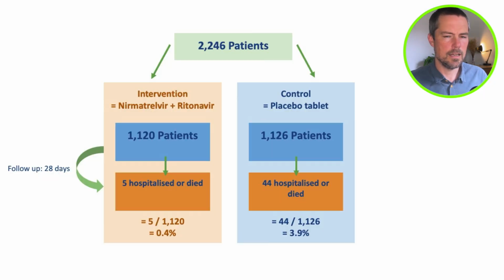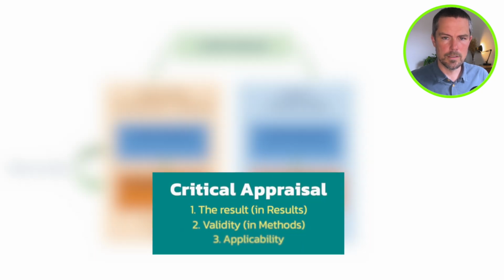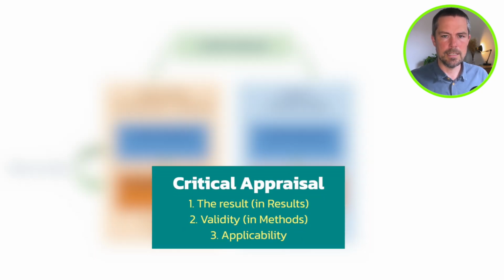So looking at the study here, we have over 2,000 patients that were randomized to two groups, one getting Paxlovid, 1,120 patients in this arm, and the other arm getting a placebo tablet, that was 1,126 patients. They were followed up at 28 days, and the primary outcome was measured hospitalization or death. So you can see that 5 patients were hospitalized or died in the intervention group and 44 in the control group. So again, there are 3 layers to appraisal: the result, the validity, and applicability to your patient.